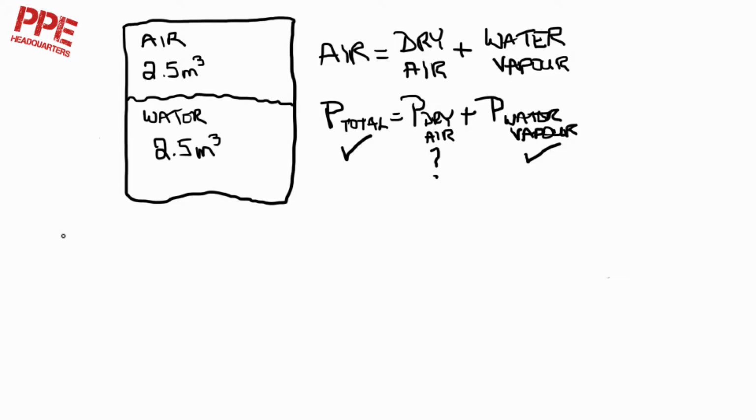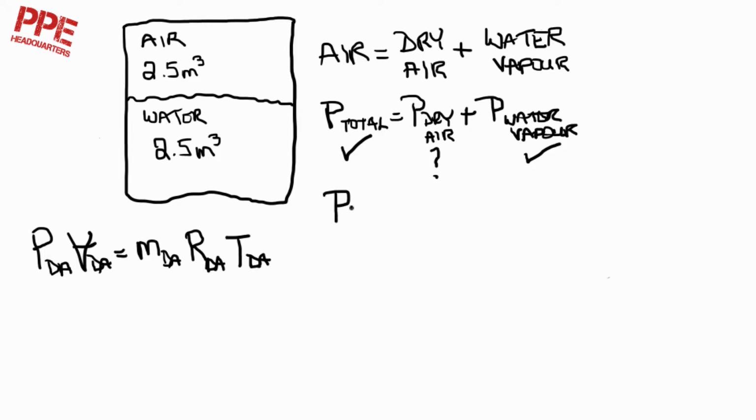Why do I know we need that? Well, it's an ideal gas, and we're going to use the equation P dry air V dry air equals the mass of this dry air times the gas constant of this dry air times the temperature of this dry air. I need P dry air for this equation. So let's go ahead and figure it out.